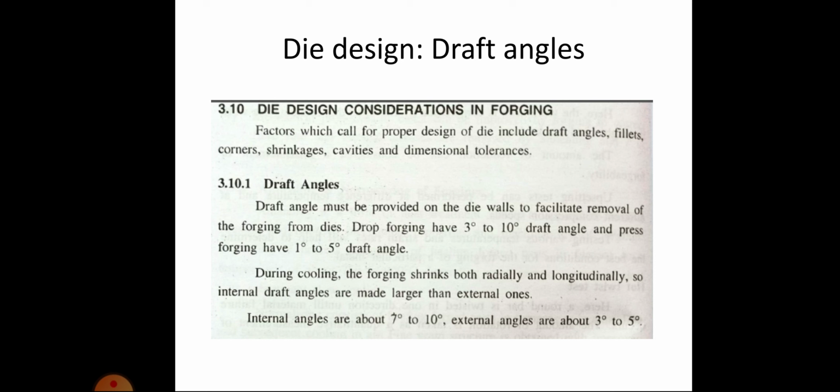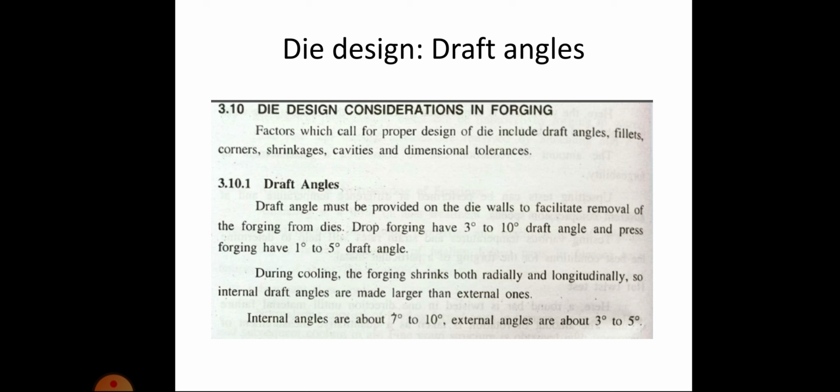Then die design. Factors which call for proper design of die include draft angles, fillets, corners, shrinkages, cavities, and dimensional tolerances. First of all, draft angles. Draft angle must be provided on the die wall to facilitate removal of the forging from dies. That is, to get the forging out of the die, this draft angle must be provided. Drop forgings have 3 to 10 degree draft angle and press forgings have 1 to 5 degree draft angle.